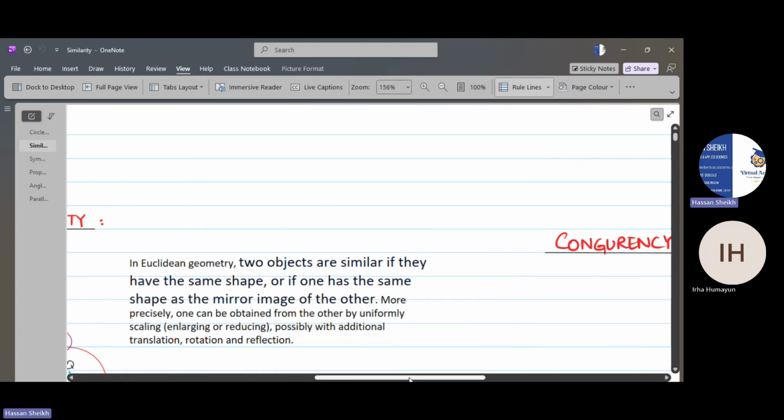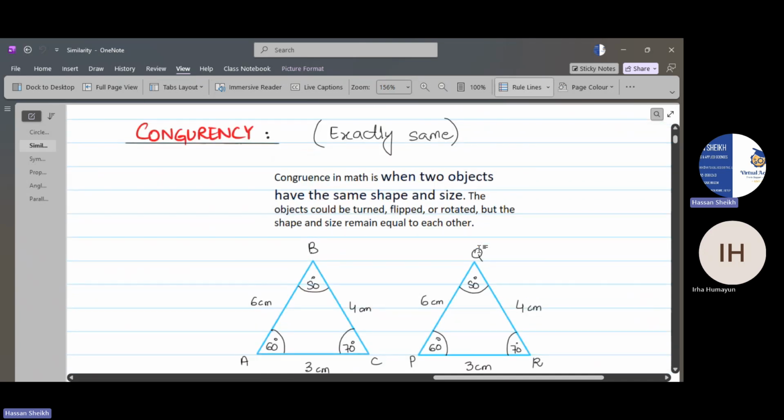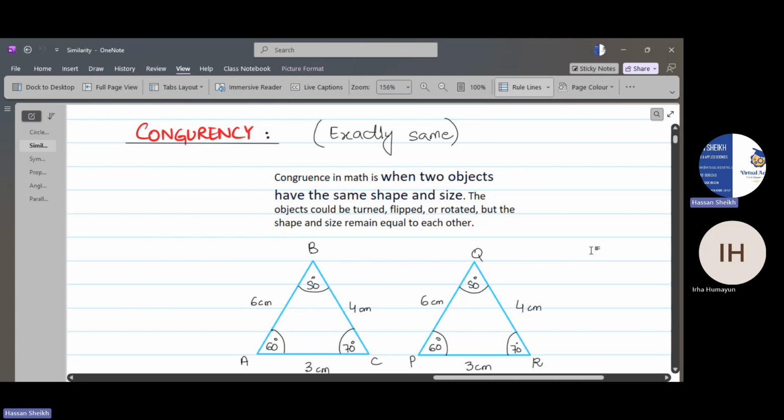Now let's understand congruency. Congruency is very easy to understand. When objects are exactly the same, we call them congruent. Exactly the same means this example. Check out triangle ABC and triangle PQR. Do they have anything different, any side, any angle? No, sir. They are exactly the same. They have all three angles equal and all three sides equal. So this is called congruency.